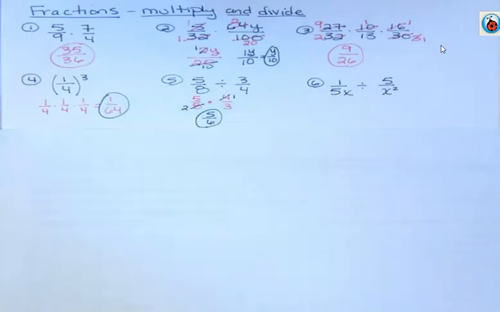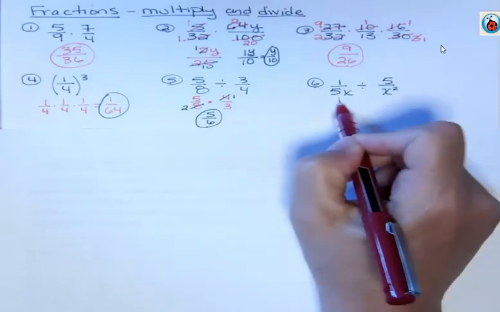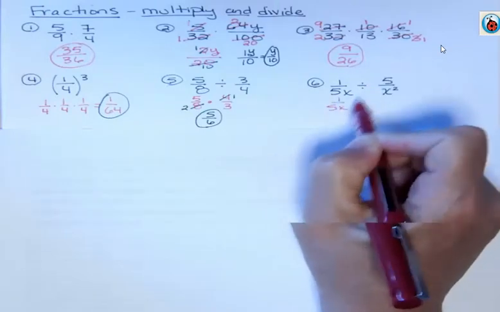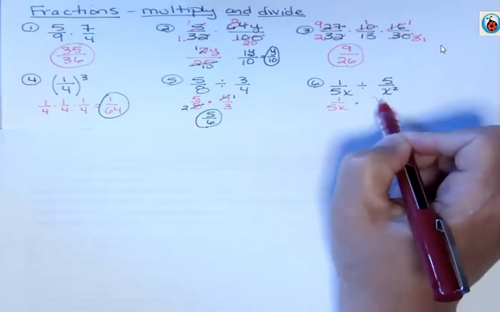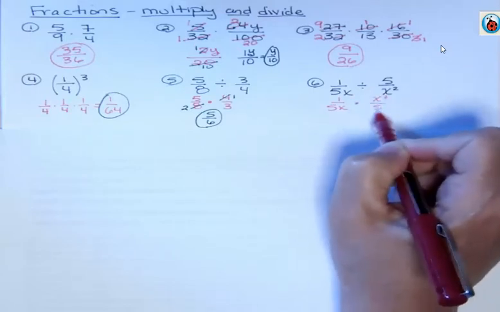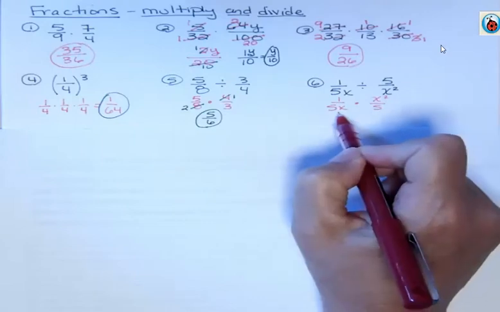I don't know why I circle some and not others, so I'm trying to be consistent. Okay, number 6. It has variables in it, but it's the same idea. We're going to flip the second term, cancel what we can, and then multiply. So what I have to start with, I don't change the first term. I change the division into multiply, and I flip that second term.